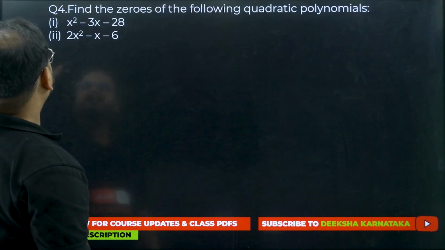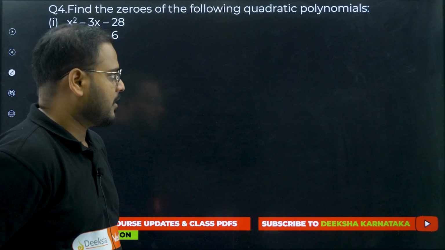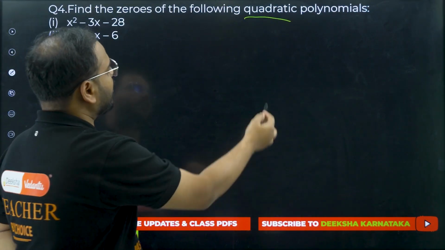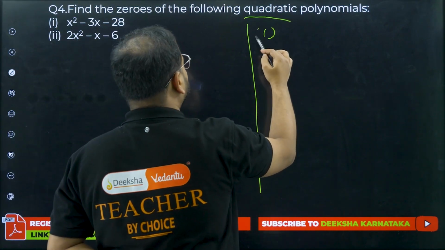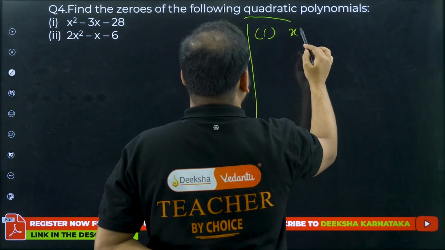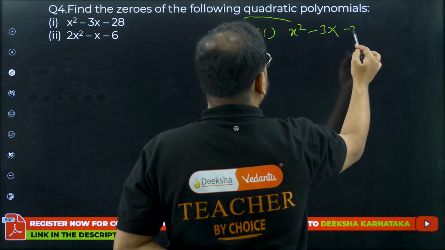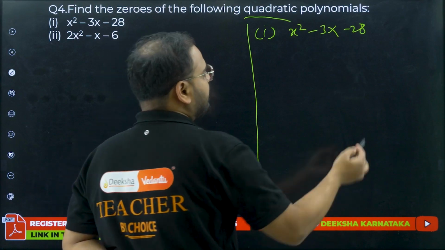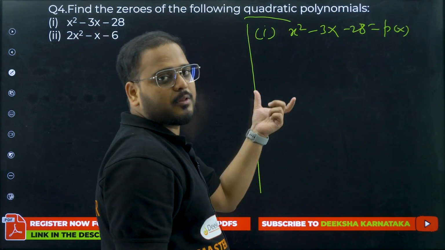Okay, moving on. Question number 4. Find the zeros of the following polynomial. Again, they've given us quadratic. We have to find the zeros of both of them. Let's see how we can do it for both of the quadratic polynomials. First one is, please have a look. X square minus 3x minus 28, right? Zeros means what? If this is my polynomial px, what am I going to do? Equate this polynomial to 0.